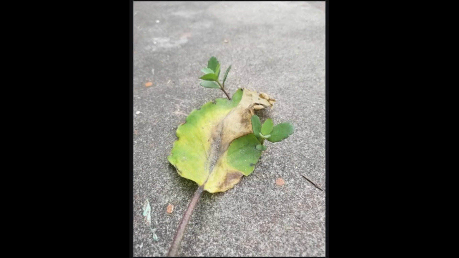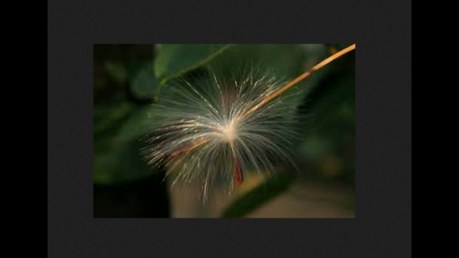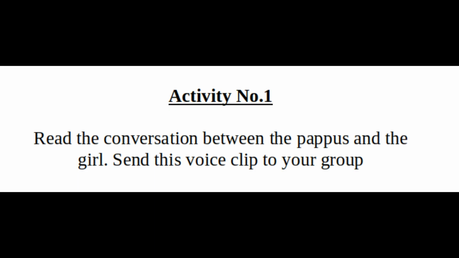You may watch the pappus in videos. There is a conversation between the pappus and a girl. Read it aloud. Let it be our first activity. Activity number 1. Read the conversation between the pappus and the girl. Send this as a voice clip to your group. Okay, this is the first activity. You must read the paragraph or the conversation and send it as a voice message to your group.